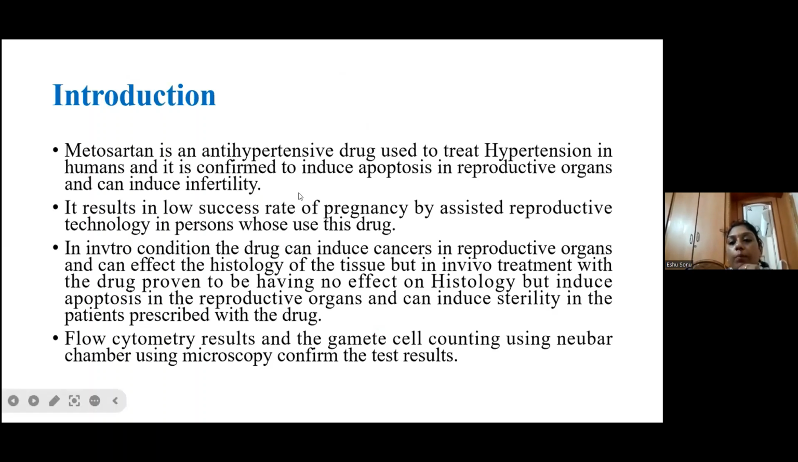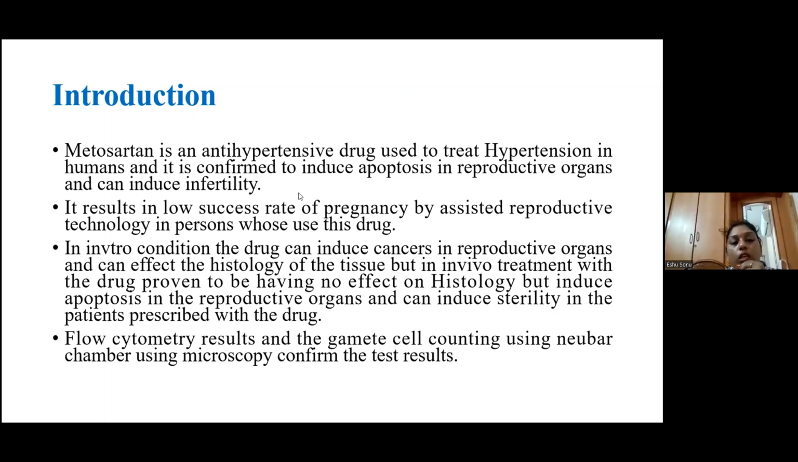Normally we prescribe metosartan as an antihypertensive drug, to treat BP in most humans. But intake of this drug can lead to infertility in males due to induction of apoptosis in reproductive organs like the testes. It also causes a decrease in sperm count and finally leads to aspermia, that is, total sperm production will be stopped. So this may result in a low success rate in IVF or any assisted reproductive technology.